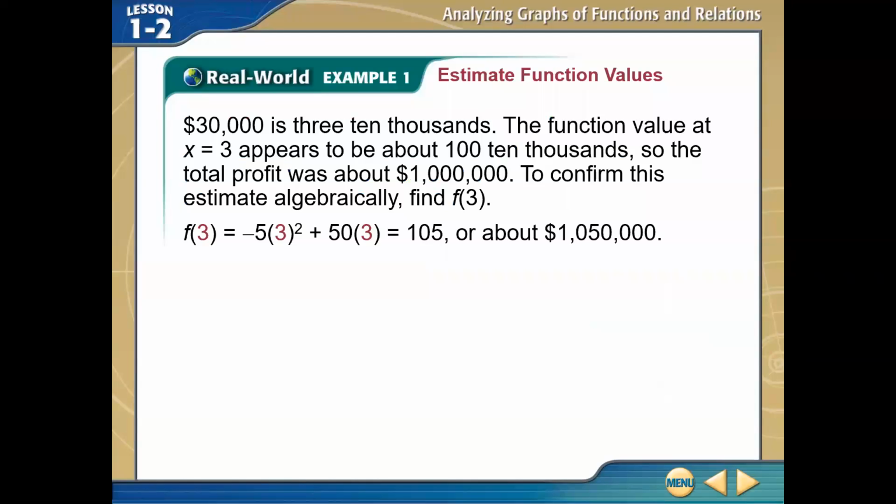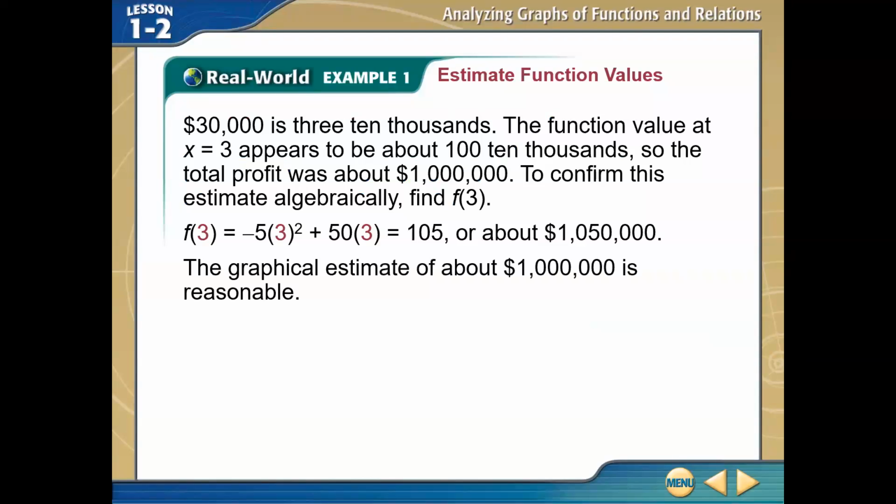So we plugged in 3 and we were able to get 105. But once again, we had to multiply it by 10,000 to get 1,050,000. And the estimate of $1 million is pretty reasonable. We're only $50,000 off. And we would put our algebraic answer. So when you're estimating these and they ask you to check it algebraically, you're going to have your graphic estimation answer, but then you're also going to have your answer when you check it algebraically onto your homework. Both will be required.